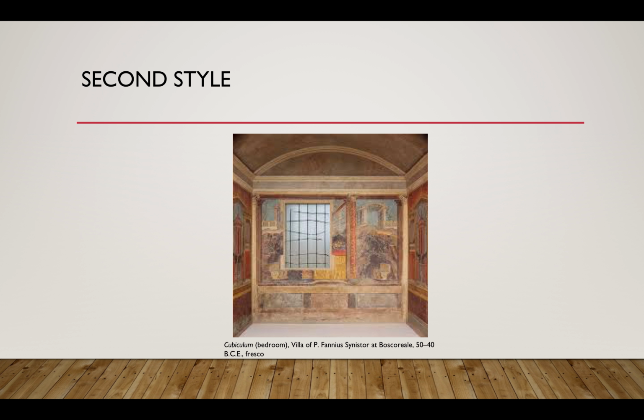The second style is to create the illusion of extra space by painting pictures with lots of depth. You see some of this linear perspective in here. It was mostly garden or landscape, just to make it look like you were looking outside, and they usually took up the entire wall. As you can see, it's got columns. You think that they're three-dimensional, but they're actually just painted on there to give the illusion that you're looking out a window.